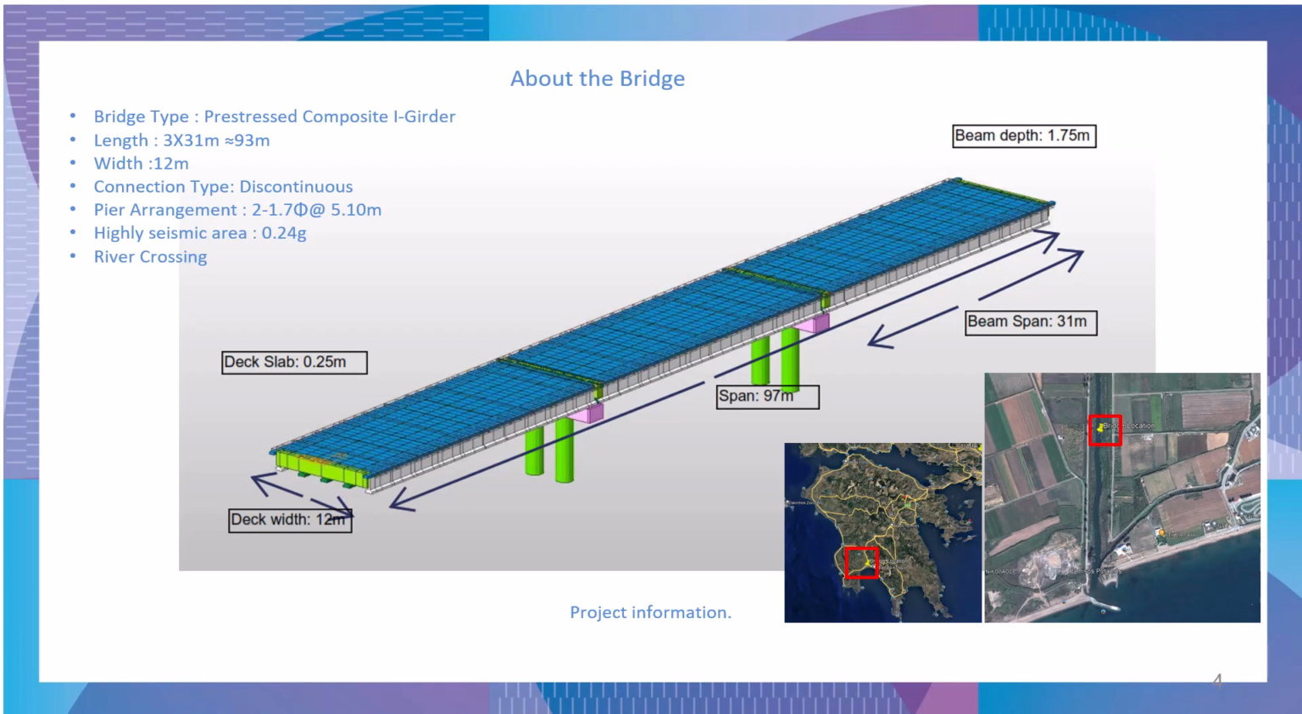About the bridge now. The bridge is a prestressed composite I-girder. It has three spans of about 31 meters each, so the total length of the bridge is about 93 meters. The width is 12 meters. We have discontinuous beams. For piers, we have an arrangement of two columns each, which is 1.7 meters in diameter and 5.10 meters center to center.